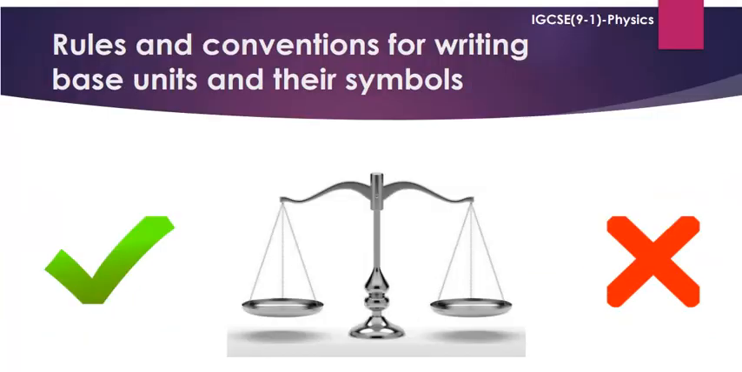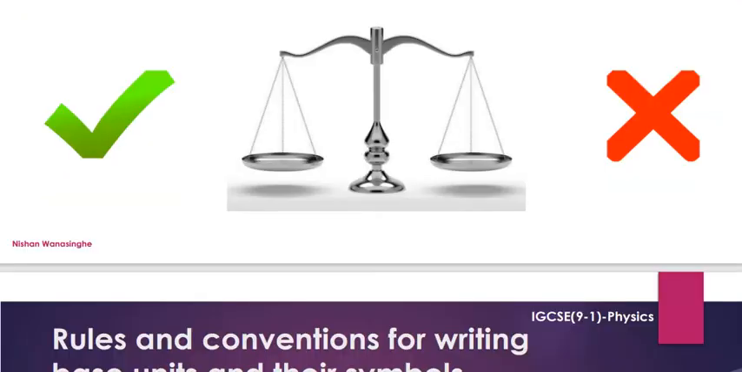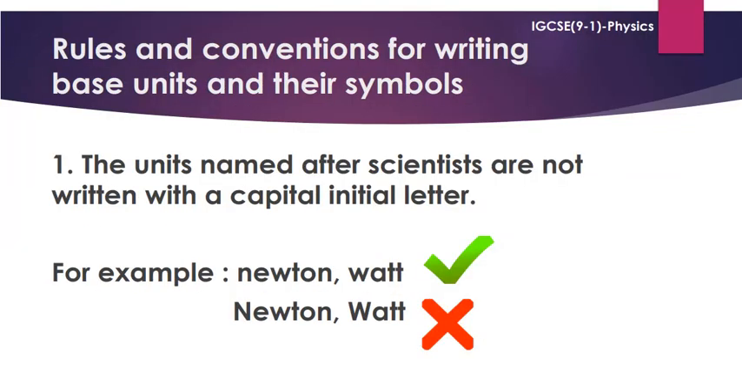Now we will come to a very important topic, rules and conventions for writing base units and their symbols. There are some rules, you should follow these rules when you are writing SI base units or derived units with the measurement. First rule, the units named after scientists are not written with capital initial letters. This is a very common mistake most of you are doing. You write Newton, the unit of force, and you start that with capital N.